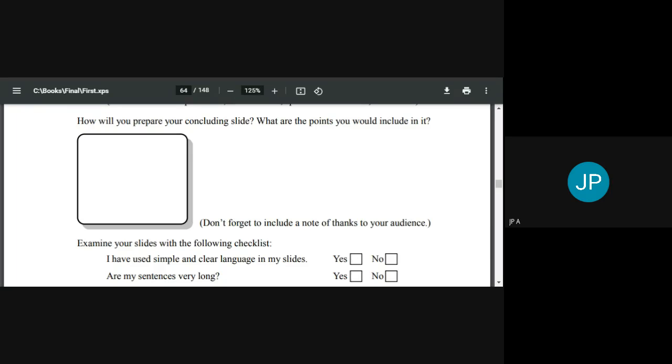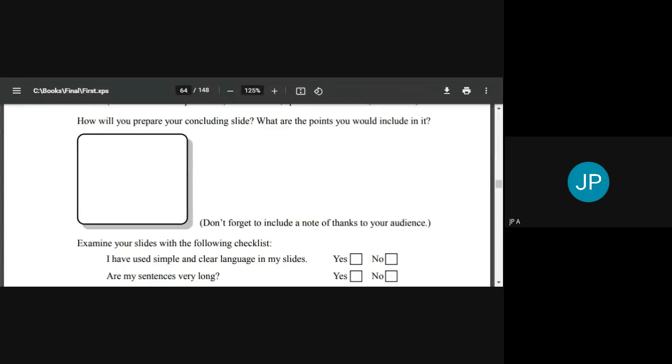So we should use clear language, simplicity. As I said, our language should have three major characteristics: simplicity, clarity, and brevity. These three qualities should be there. It should be simple, it should be clear, and it should be brief.